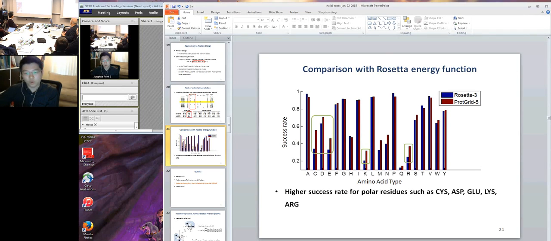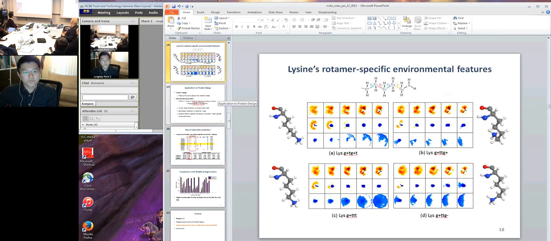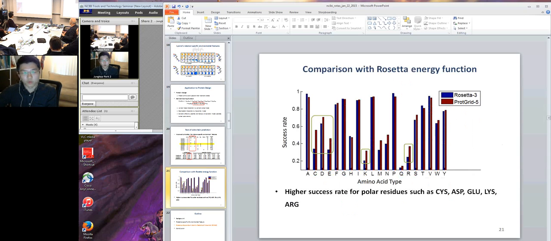So this slide shows that in this application we only consider the static interactions between the rotamer residue and its surrounding residues. By incorporating such static interactions into the protein design problem, we found that we can improve the accuracy, with particularly high improvement for the surface residues.